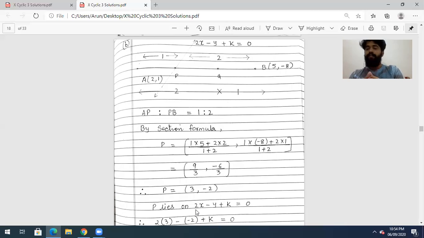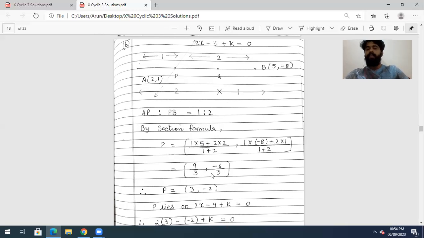So the first thing that we have to find is the value of k, where it is given that P lies on the line 2x minus y plus k is equal to 0. So since P lies on this line, P will satisfy the equation of this line. Therefore, we'll first find the coordinates of P using the section formula. So (m1 x2, 1 into 5, plus m2 x1, 2 into 2) upon 1 plus 2, comma (m1 y2, 1 into minus 8, plus m2 y1, 2 into 1) upon 1 plus 2.